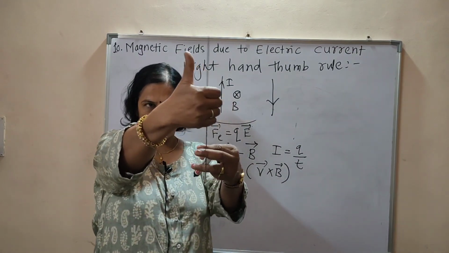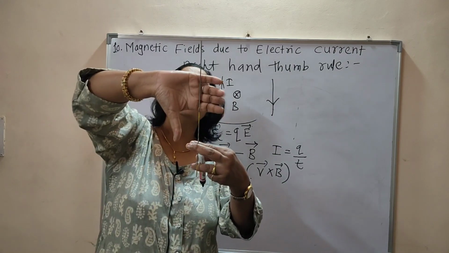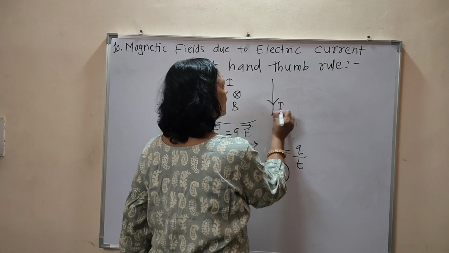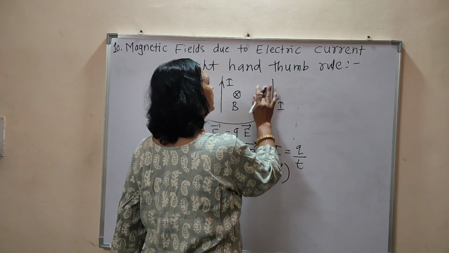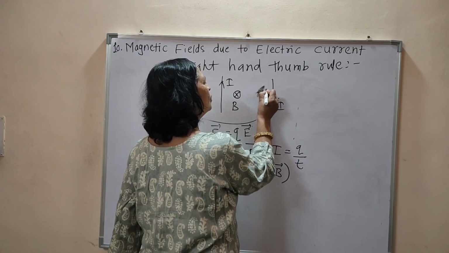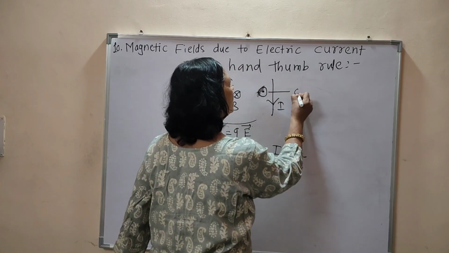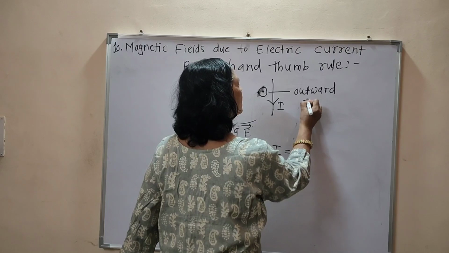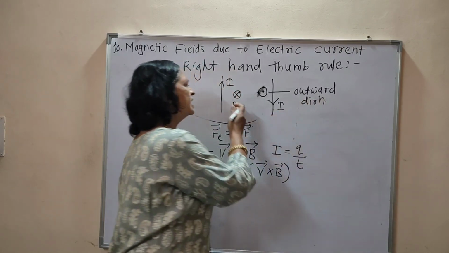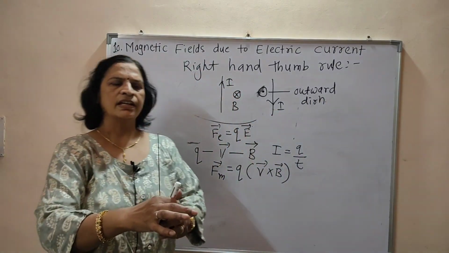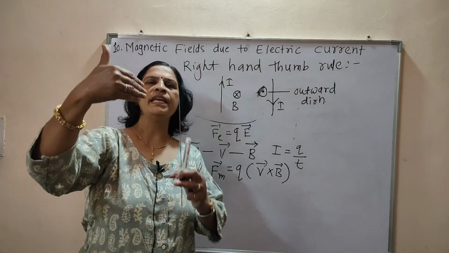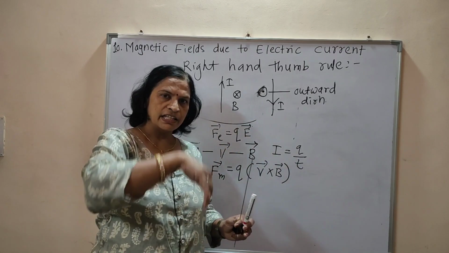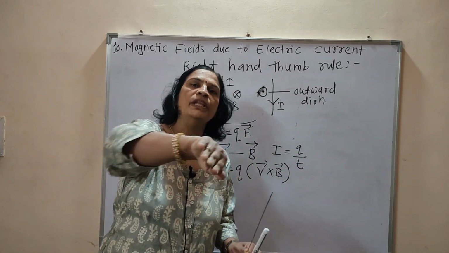Suppose in this manner, the direction of B is inward. In this case, the direction is outward, and this is the direction of current, and B, the outward direction, is denoted by a dot, and a dot indicates the outward direction. Means this is inward. When current is in the upward direction, B is inward, into the plane, and when current is in the downward direction, it is out of the plane.